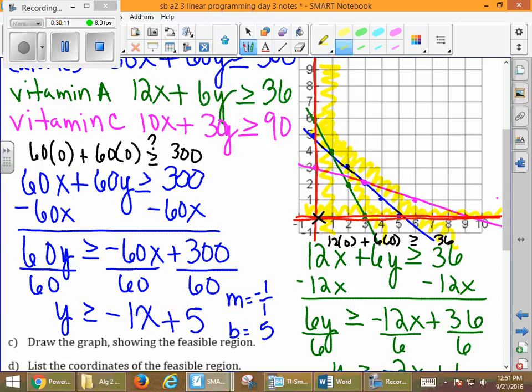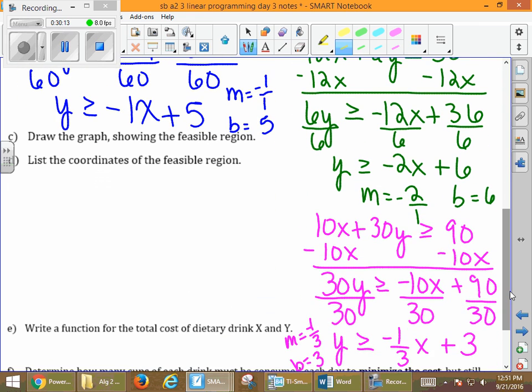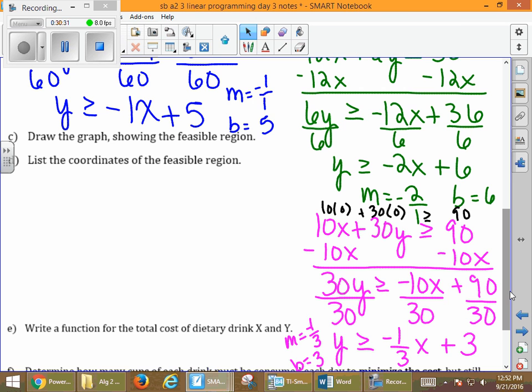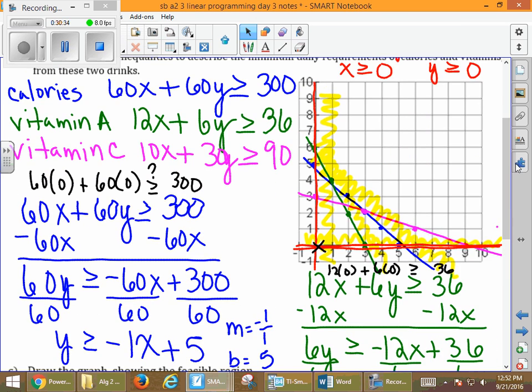And finally, with our lilac line, we can still pick that value 0, 0. And the question is, 10 times 0 plus 30 times 0, will that be greater than or equal to 90? Well, 0 plus 0 is not greater than or equal to 90, so we need to shade where that x is not. So we're going to shade here. And ultimately where our graph has its feasible region is here.